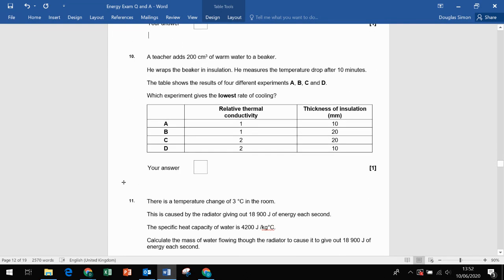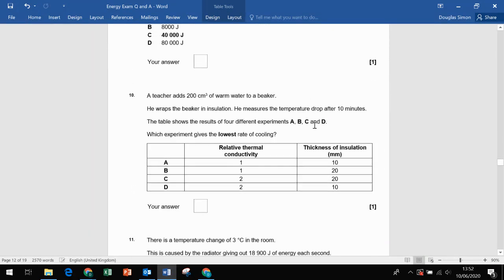Question 10. A teacher adds 200 centimeters cubed of warm water to a beaker. He wraps the beaker in insulation. He measures the temperature drop after 10 minutes. The table shows the results of 4 different experiments, A, B, C, and D. Which experiment gives the lowest rate of cooling? So, firstly, we've got relative thermal conductivity. Thermal means heat. Conductivity means, how much does it conduct? How much does it transfer heat? So a greater number means it transfers heat more, and a smaller number means it transfers heat the least. So it's probably going to be either A or B.